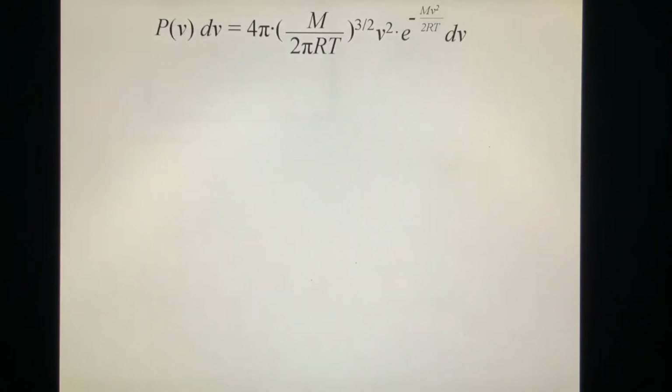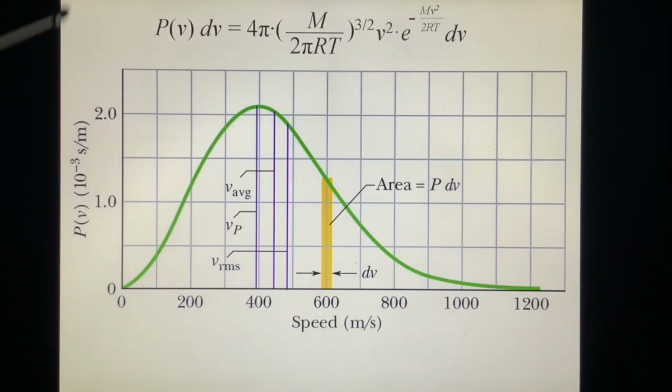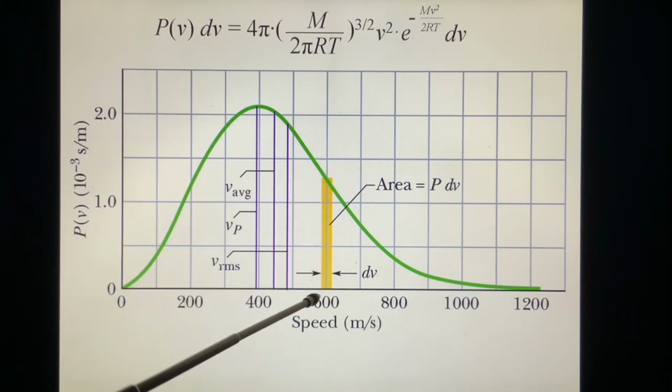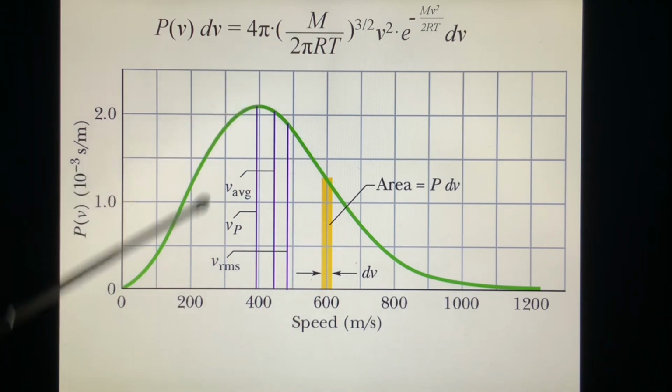Now, let's go back to this one. We plot the curve, with P on one axis and speed on the other. This area is P dv, where dv is the width here. The area is the percentage fraction of molecules within this range. And all the area under this curve is 1, because 100% is 1, okay?